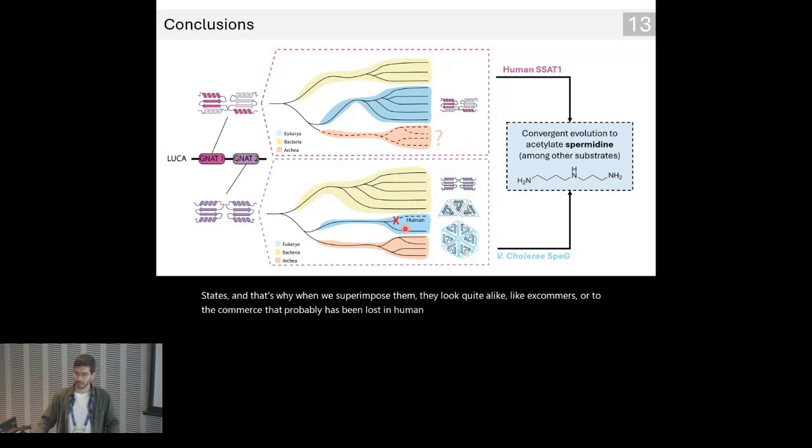That's why OrthoFinder doesn't cluster any human entry with the Vibrio cholerae protein. And that then, coming from completely different genes since the LUCA times, the Vibrio cholerae and the human entry, and probably among others that we've also seen in this analysis, have evolutionarily converged to catalyze exactly the same reaction and binding the same substrate, that is spermidine.